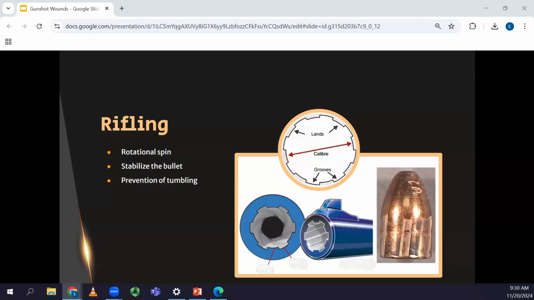A lot of times bullets will begin to yaw, which is when it starts to rotate off its axis. And it could do a lot of damage at that point, especially if it flips a total of 180 degrees forward. Some of the things that are labeled here, you see the grooves and the lands. If you've ever heard of caliber, when they talk about caliber in regards to firearms, that's just measuring from one land to the other.